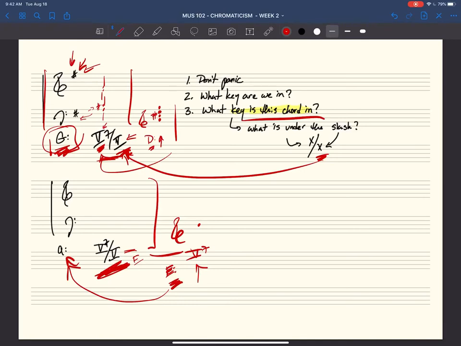It will not work like that when we start doing secondary leading tone chords, so the diminished chords that we looked at in the Bach really quickly. That'll be coming up in a couple weeks. So just keep that in mind. It will change that thought process, but for now, just use major and you'll be fine.